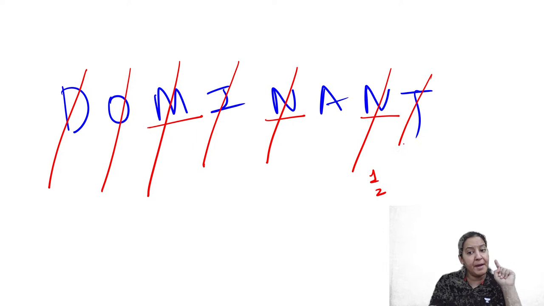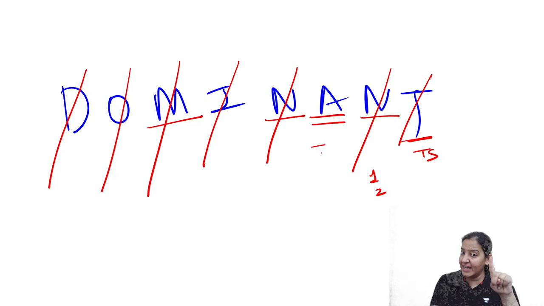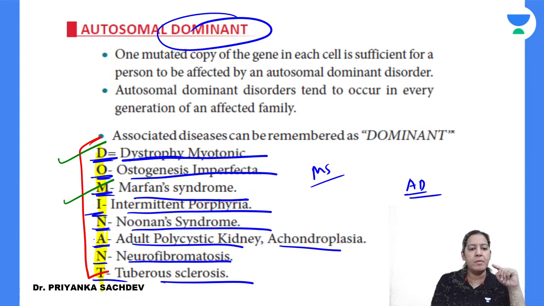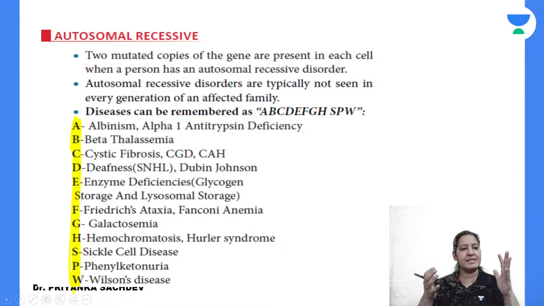A has two things: adult PKD and achondroplasia. If you ask me about the PYQs on these, PYQs have already been asked on myotonic dystrophy, Marfan syndrome, Noonan syndrome, neurofibromatosis, tuberous sclerosis and adult PKD. You can see how many have PYQs. If you have solved your PYQs, you may know I am right. Coming to the second, autosomal recessive.